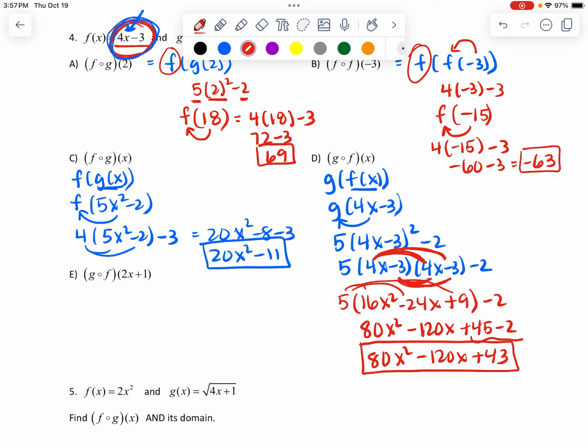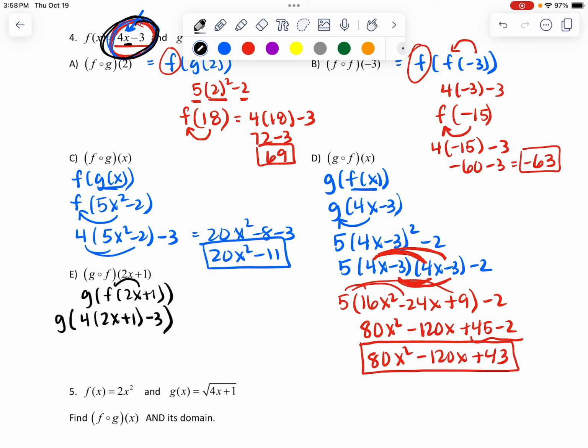All right. E, I think, is by far the worst one of all of them. Let's translate. This means g of f of 2x plus 1. So the first thing I want to do on this one, I want to plug 2x plus 1 into f. So I want to go into f right here and replace that x with 2x plus 1. So this is going to be g of 4 times 2x plus 1 and then minus 3.